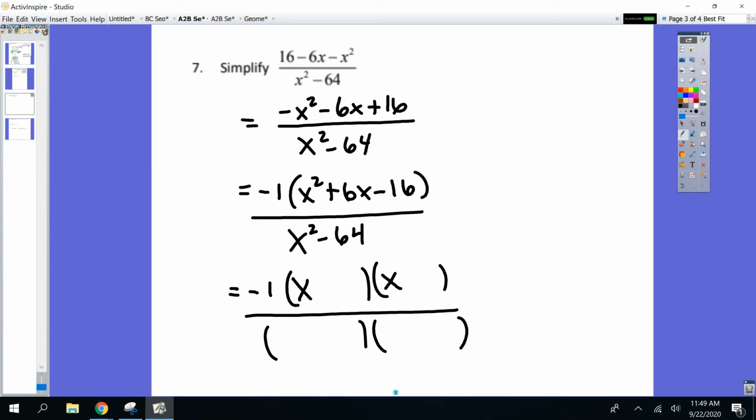Positive 8, negative 2. Good work. So I assume. And then I need you on the bottom. X plus 8, x minus 8. Good.